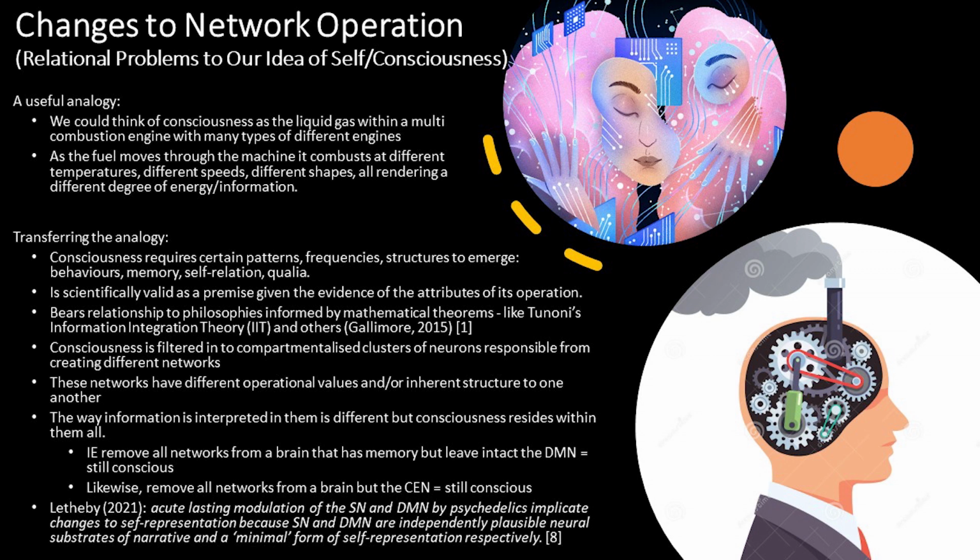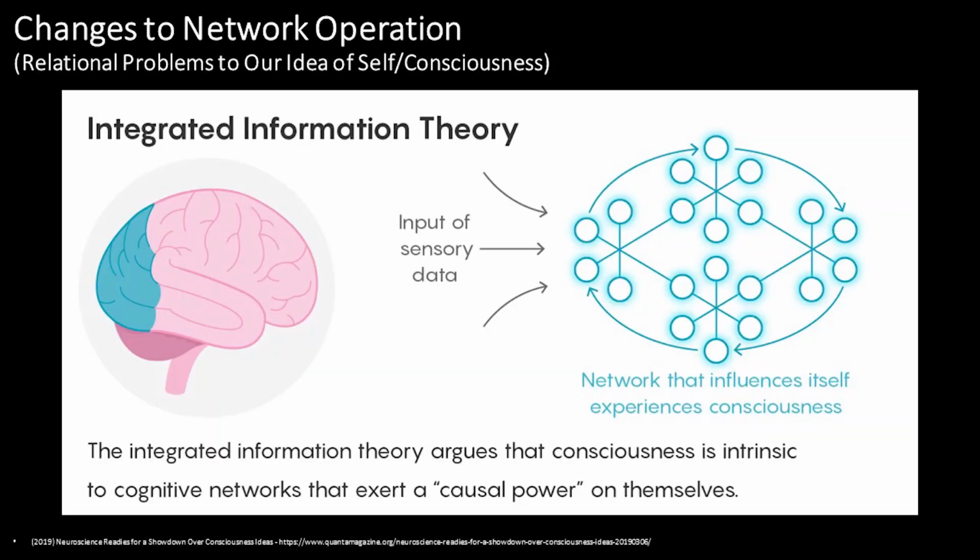And so Dr. Letheby explains that acute and lasting modulation of the SN and DMN by psychedelics implicates changes to self-representation, because the salience network and the default mode network are independently plausible neural substrates of narrative and minimal forms of self-representation respectively. So if you've never heard of integrated information theory before, it's a theory which tries to account for the emergence of consciousness, which no one can quite understand yet properly because of the hard problem of consciousness, as Dr. Chalmers, an Australian philosopher, talks about.